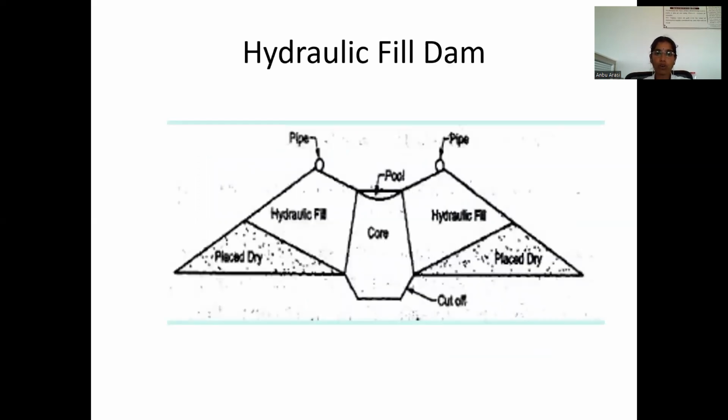Next is the hydraulic fill dam, suitable in valleys of soft material, and constructed by pumping soft material, duly consolidated, up to moderate heights of up to 30 meters.